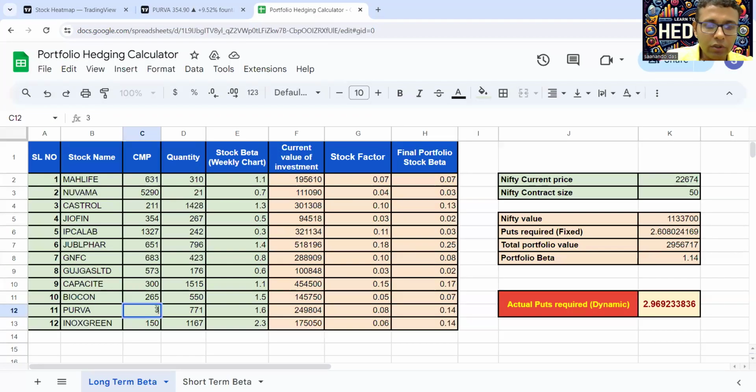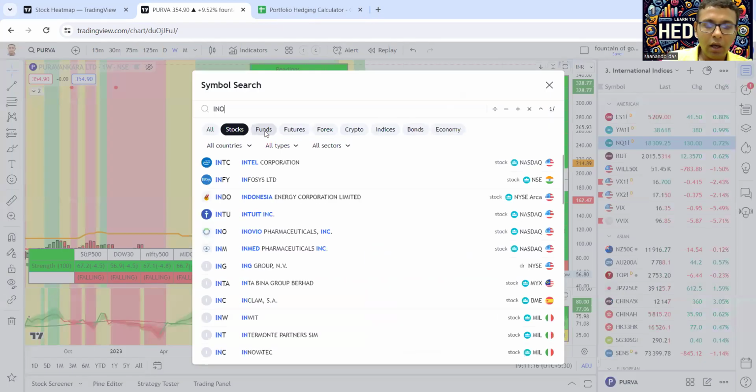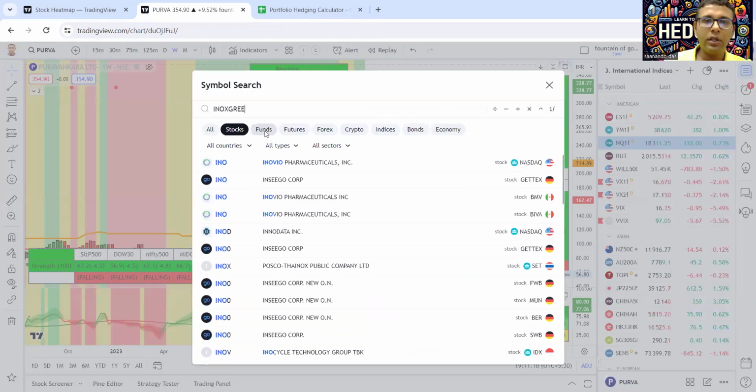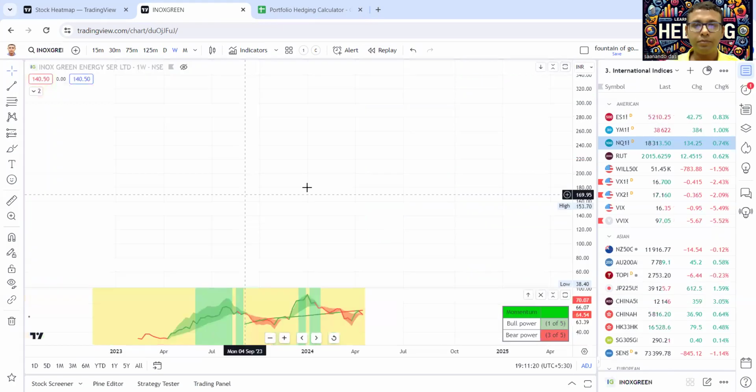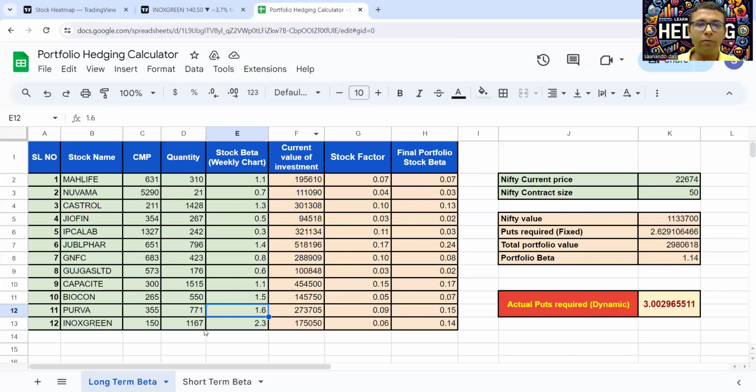So 300, this is one stock which has gone up. So this is a high beta stock. 1.6 is a pretty high beta stock in a weekly chart. Inox Green, 140 and stock beta is 2.5. So now we have 140 and stock beta of 2.5.